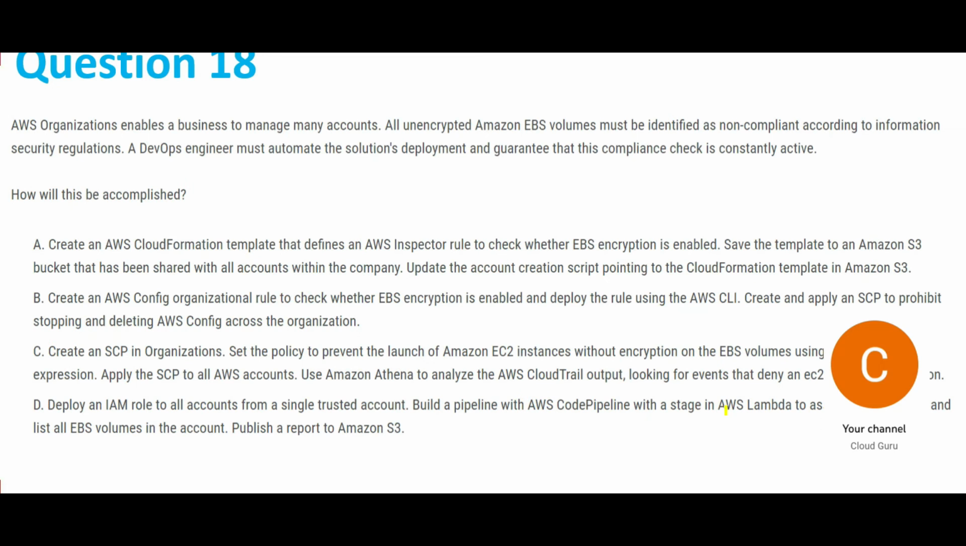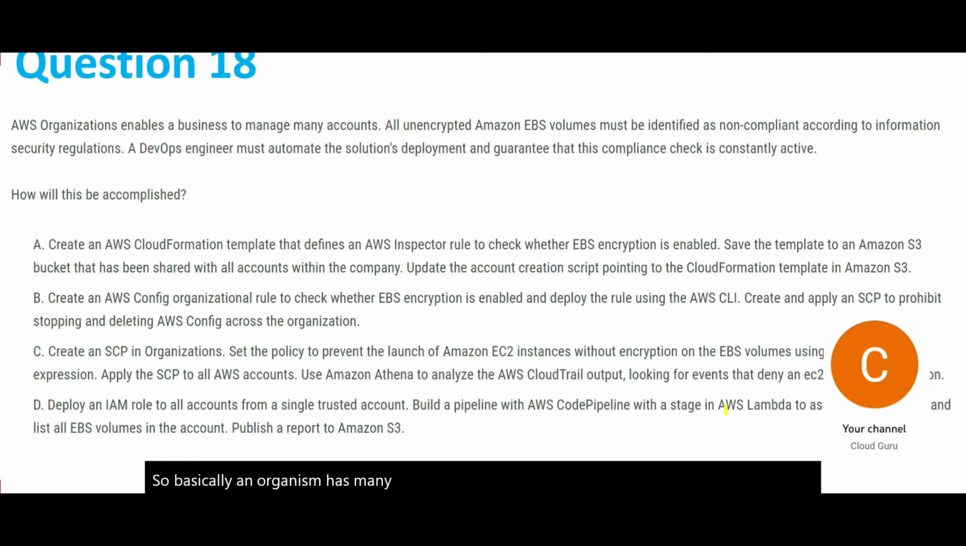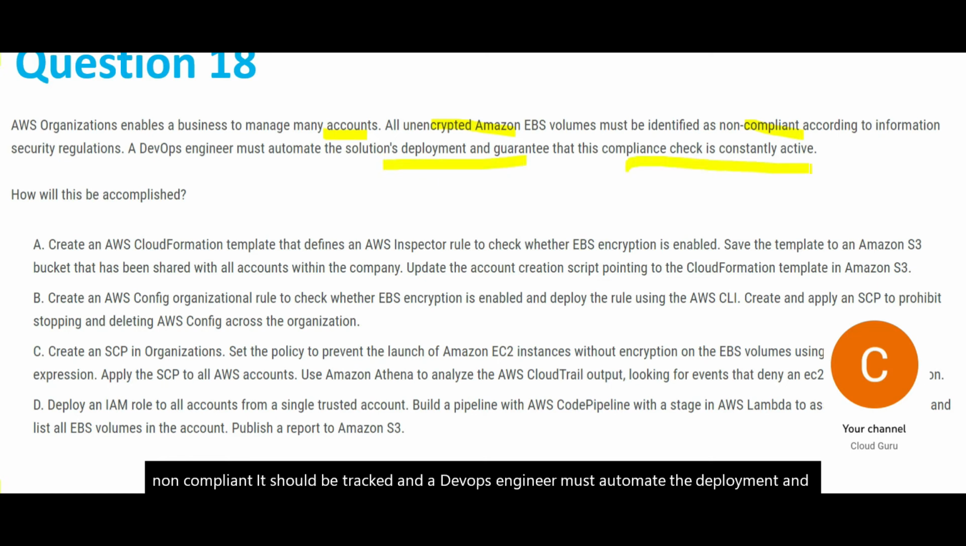So basically an organization has many accounts, and the next thing that is important is there are unencrypted EBS volumes. You should identify it so that wherever you are non-compliant, it should be tracked. And a DevOps engineer must automate the deployment and guarantee that this compliance check is constantly active. How will you do it? See, whenever you see such questions, close your eyes, just think about AWS Config. That is the answer.